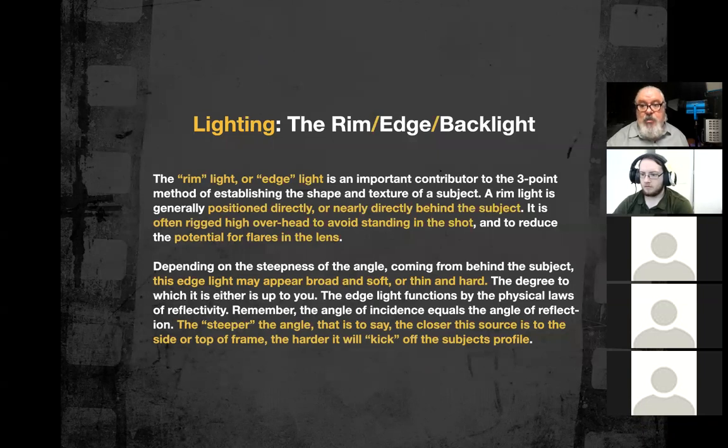Okay, so the rimmer edge light is the backlight. It creates shape and separation of the subject in the foreground from the background, draws the eye to the action in the foreground, and eliminates the confusion or distraction in the audience of looking at items in the background that they don't need to pay attention to.